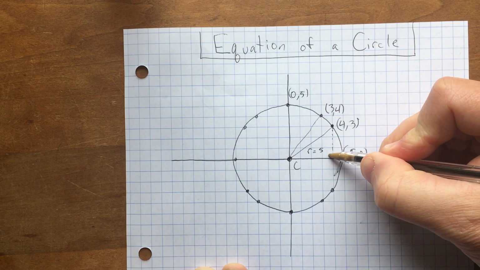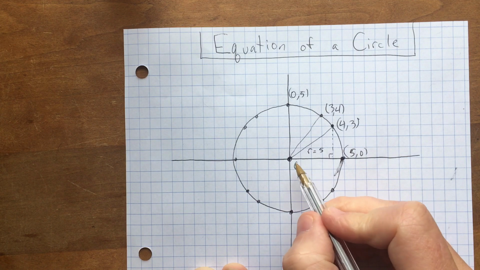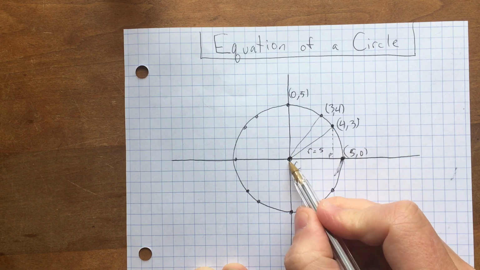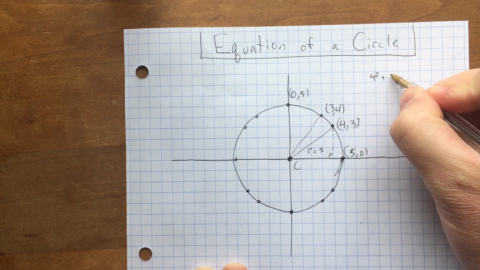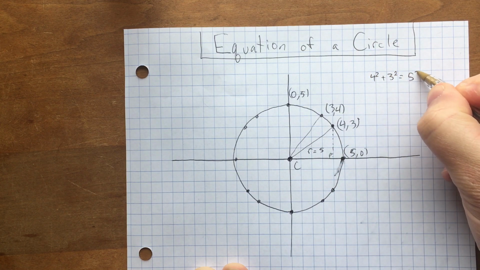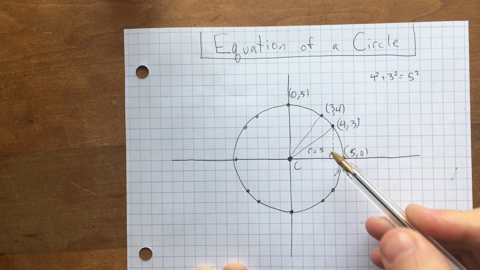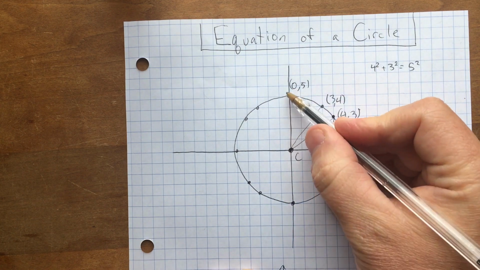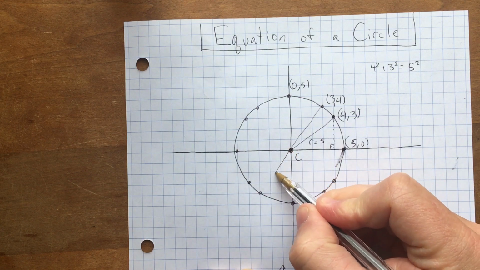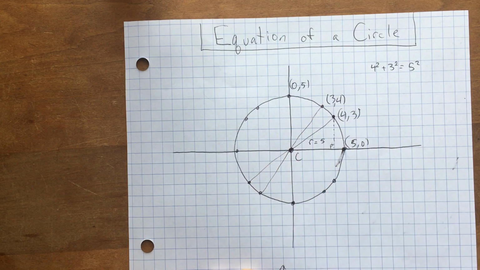Distance formula, which is basically the Pythagorean theorem, right? This right triangle here has a side that's 4 and a side that's 3, and 4 squared plus 3 squared equals 5 squared. So the radius of this circle is 5 units every which way. It's 5 units this way, this way, this way, and this way. And then all these other ones are also 5 units.